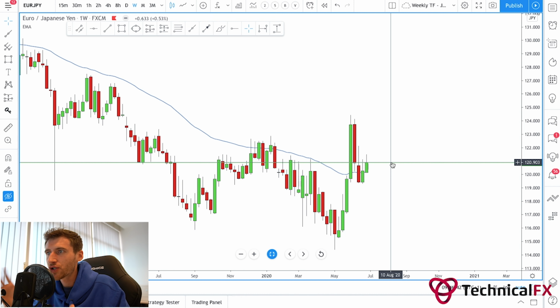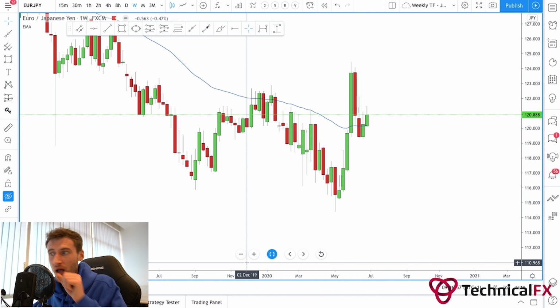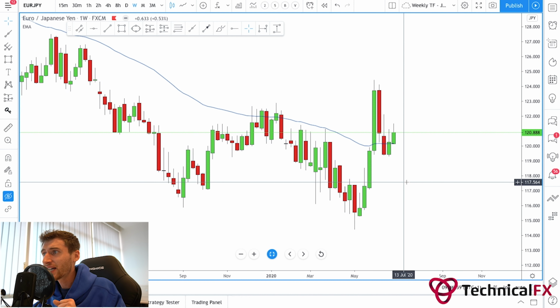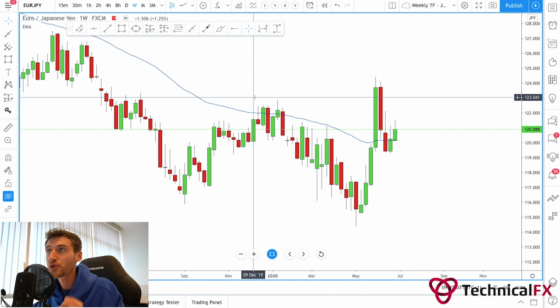There's nothing on the chart, just pure crosshair and just pure market visual of where we're currently sitting at the minute: 121, 120.900 is the region that we're currently sitting in here within Euro Japan Yen. So from here, guys, I'm really interested to see where this market is going to decide to go next.